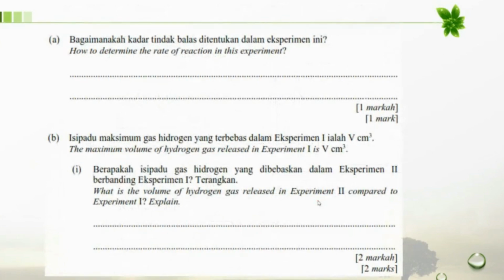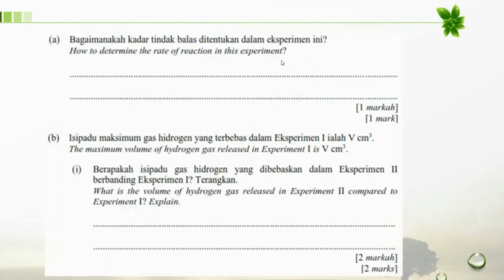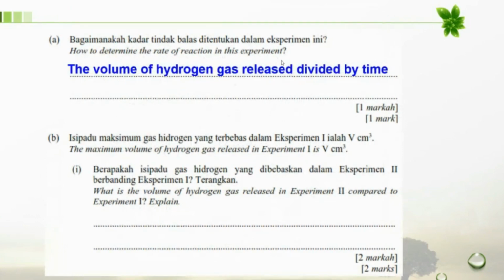Now, how do you determine the rate of reaction in this experiment? We measure what? We measure the volume of hydrogen gas released per unit of time. So the volume of hydrogen gas released divided by time. This is the rate of reaction based on this experiment.